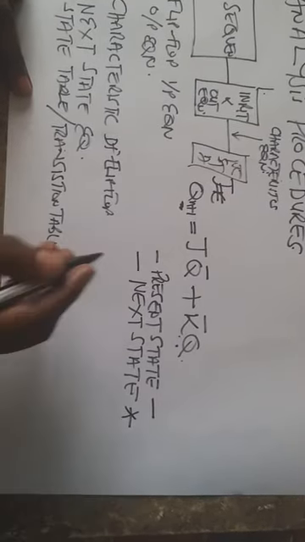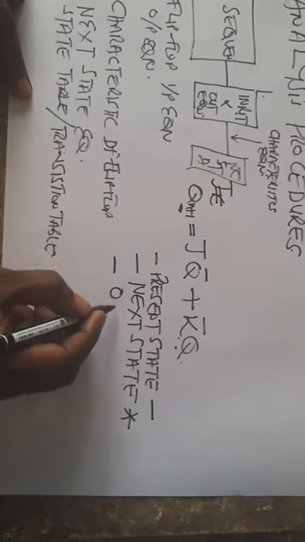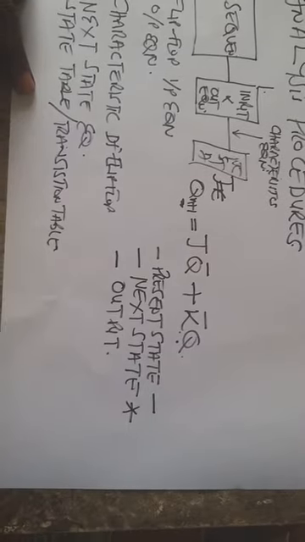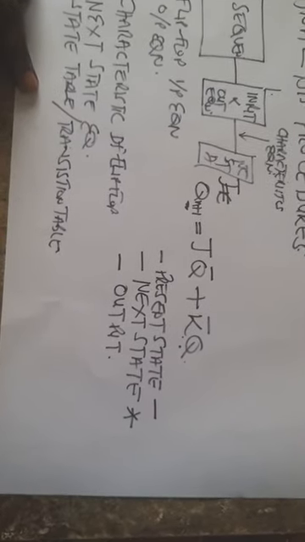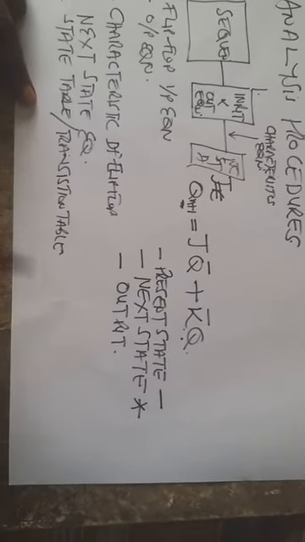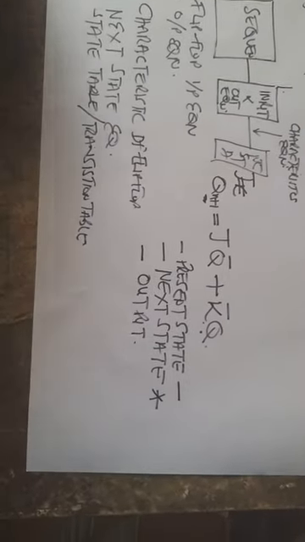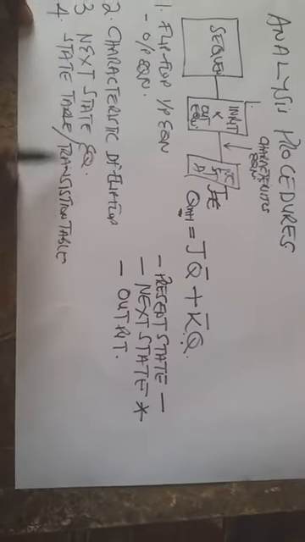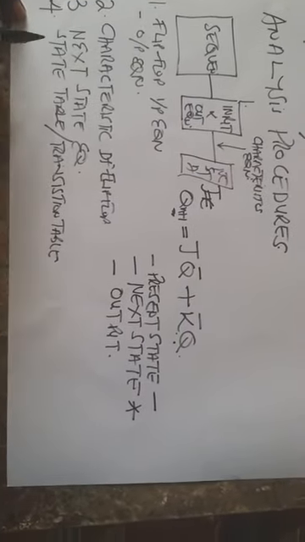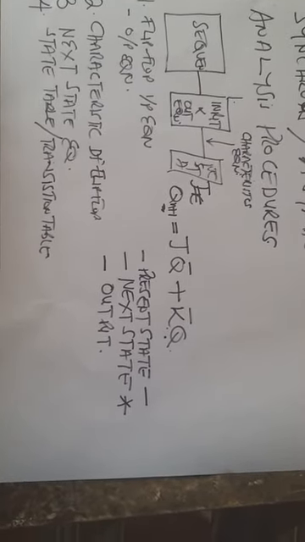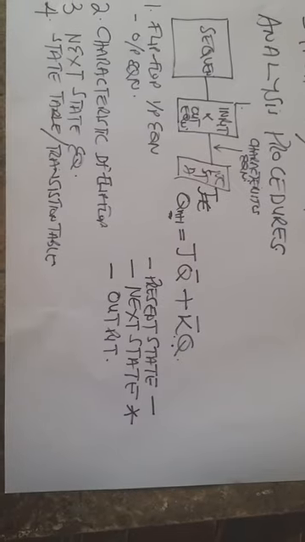Then finally, we have our output section, which lists the value of the output variables during the present state. So that's the fourth on the procedure, the state table, or what we call the transition table.